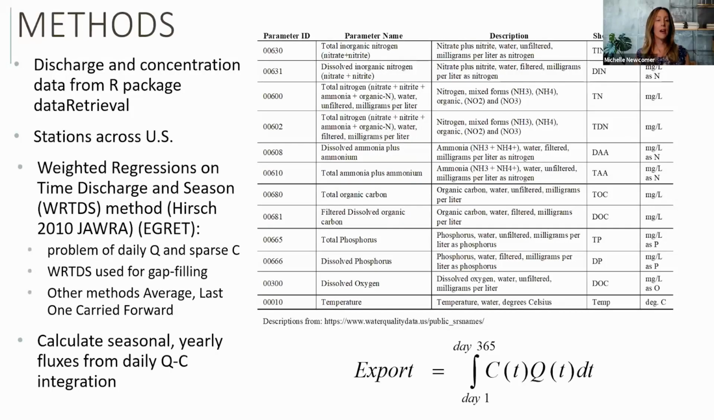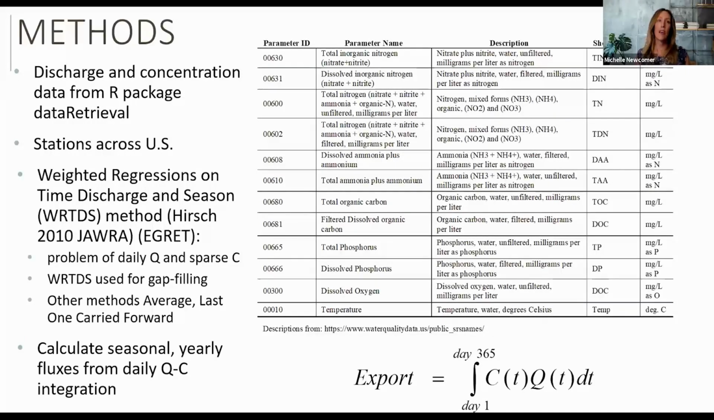And then second, we used this other package called EGRET, E-G-R-E-T, which uses the weighted regressions on time, discharge, and season method. And so this method allows you to predict your concentration based on discharge using a series of statistical methods that link together concentration and discharge in what are called concentration discharge hysteresis curves.